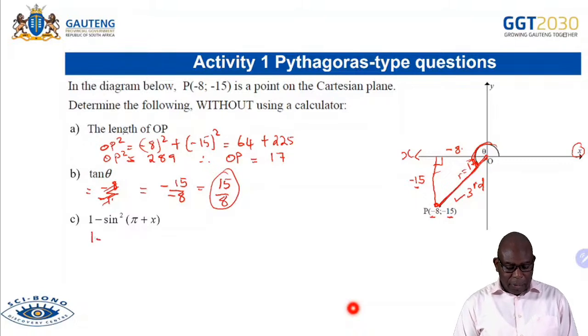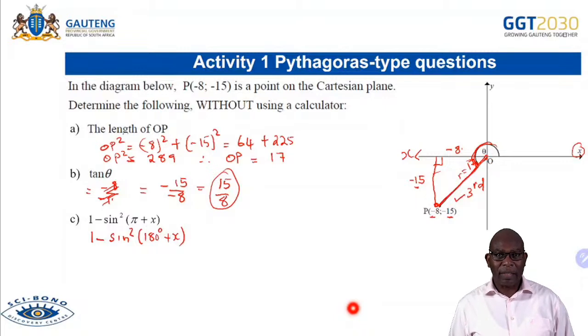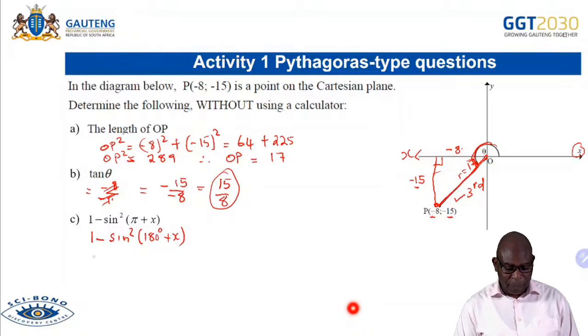Now the last one there is 1 minus. So once it says sine squared, then that thing there, remember pi is 180 plus x. But we know 180 plus x is in the third quadrant. In the third quadrant, the sign is negative. But because it's squared, it changes the sign to be positive. So this thing will remain sine squared of x.